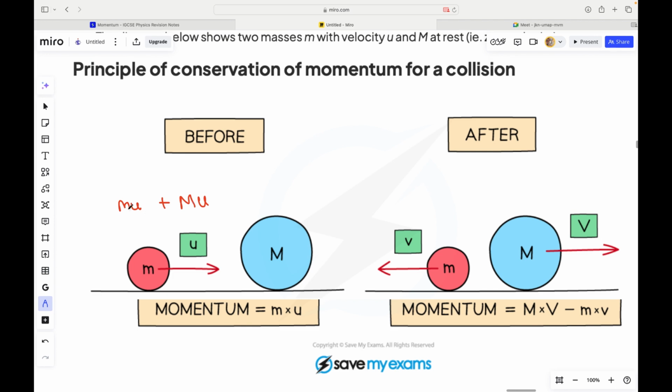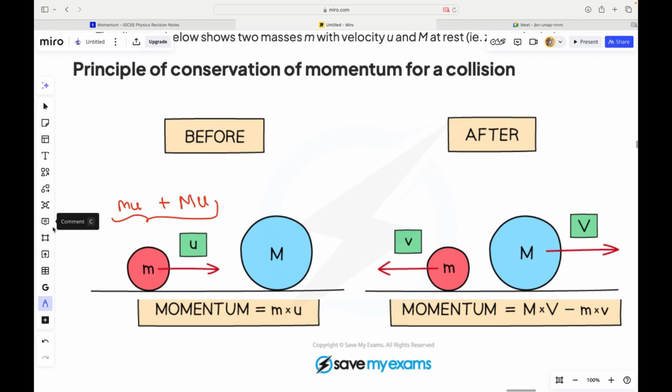Or you can say M1 U1 plus M2 U2, or MA UA plus MB UB. You can use A and B for the objects. It's up to whatever you want to use. But here I'm using a small letter for the smaller object and a big letter for the bigger object. So the total momentum before collision is the momentum of the small ball plus the momentum of the big ball. This one is not moving, so its momentum will be zero.